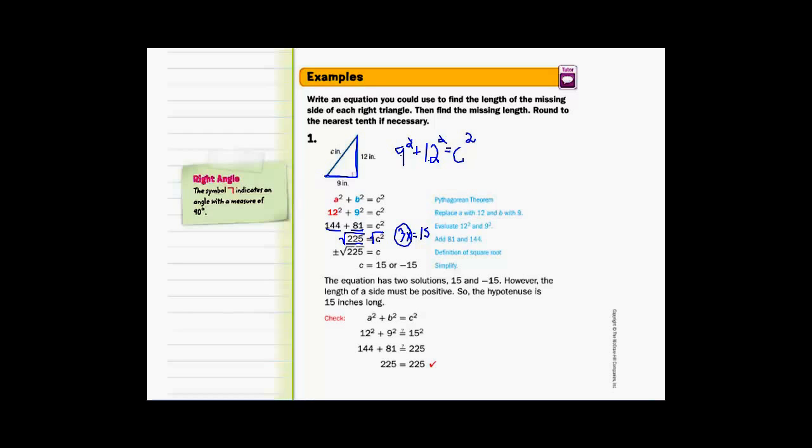So what times itself is C squared? Well, it's just C. What squared is 225? 15 or negative 15. Remember, anytime you do that, you've got positives and negatives. But when you're talking about the length of a side, you can't have a negative length. So my answer is just 15. So you could check that by saying the length of the two legs squared equals my hypotenuse squared. So 144 plus 81 should equal 225, and it does. Therefore, you know your answer is correct.